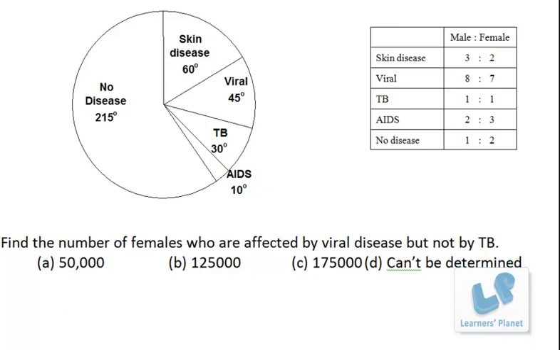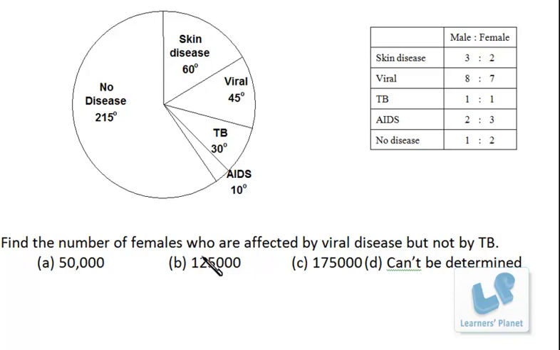Now this is a bit twisted question. Find the number of females who are affected by viral disease but not by TB. Friends, in this case we are given the separate calculation for viral and TB, and the total of this pie diagram is already 360 degree. So there is no overlapping of viral and TB. Okay, because no information is provided for that. So we can assume that the females having viral disease has nothing to do with the females having TB, right?